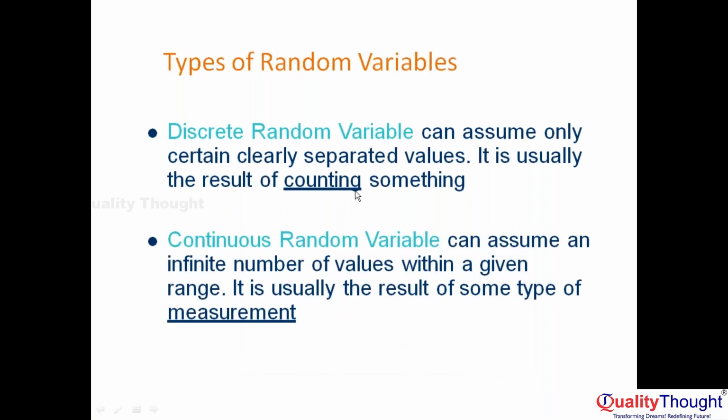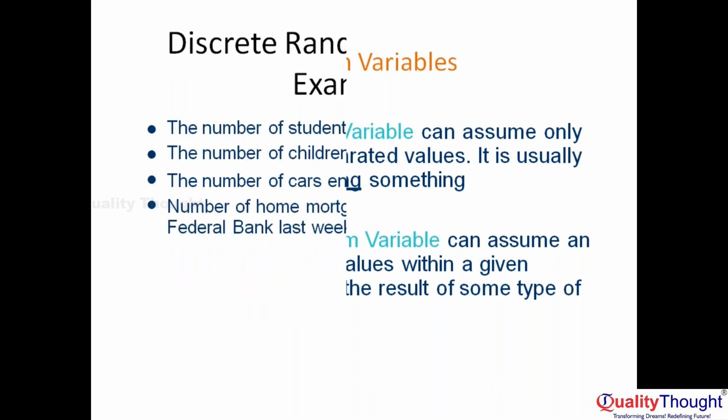Here we do have two types of random variables. One is the discrete random variable and the other is the continuous random variable. We already know what is discrete and what is continuous, right or wrong? Discrete is something resulting from counting something, whereas continuous is something like a measurement. We need to keep that in mind.